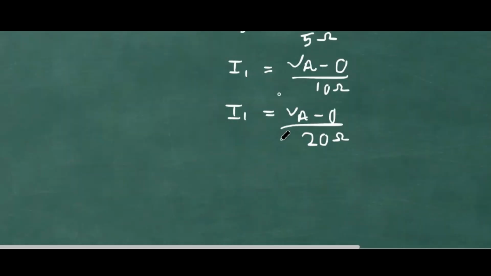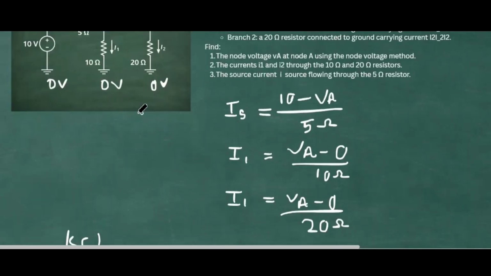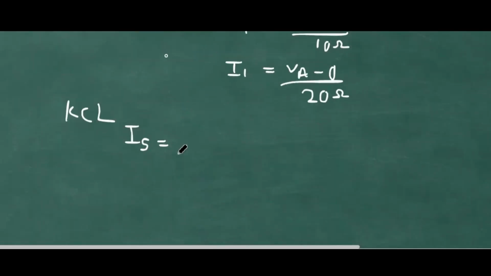Now I am going to write the equation using Kirchhoff's current law. I source current is equal to the summation of I1 and I2. I source equals I1 plus I2.